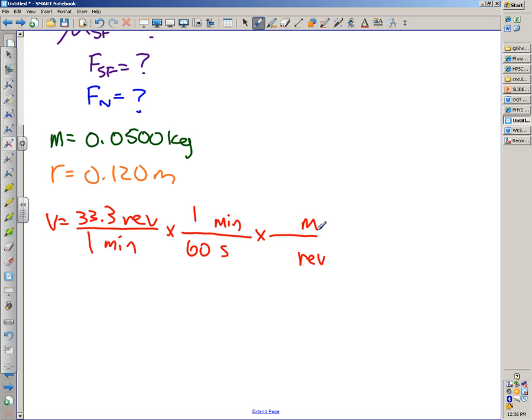What does the circumference give us? The full distance around. How many revolutions? 1. So 1 revolution would be equal to 2 pi r meters. Does that make sense? How we're turning this revolutions per minute into meters per second. And we know r, so we can figure out what the circumference is. Anybody do that yet? Is it 0.754? Is that what it is?